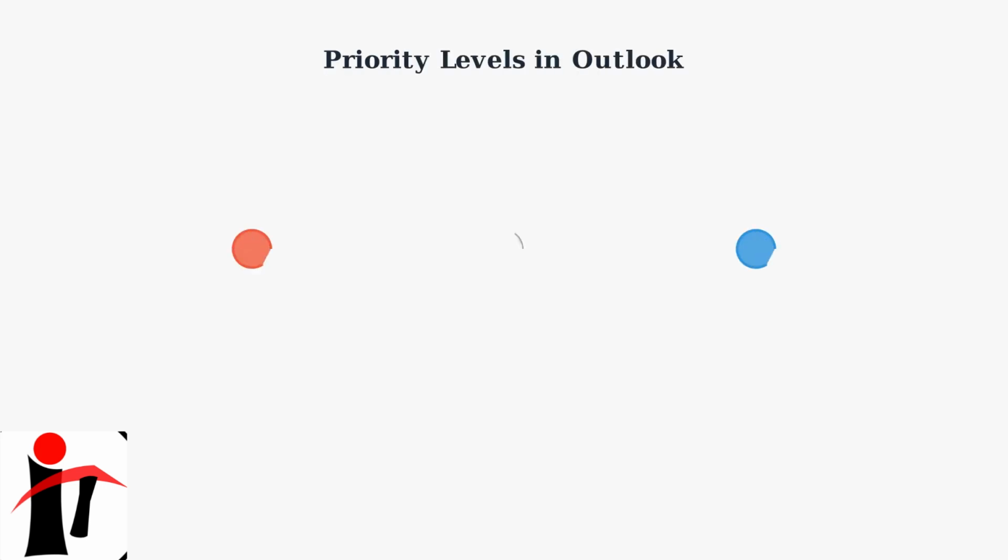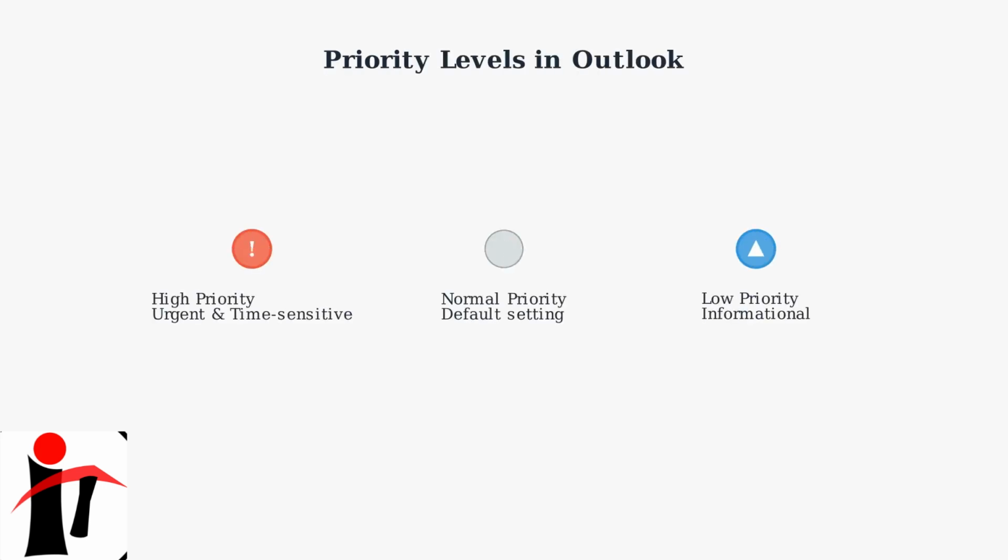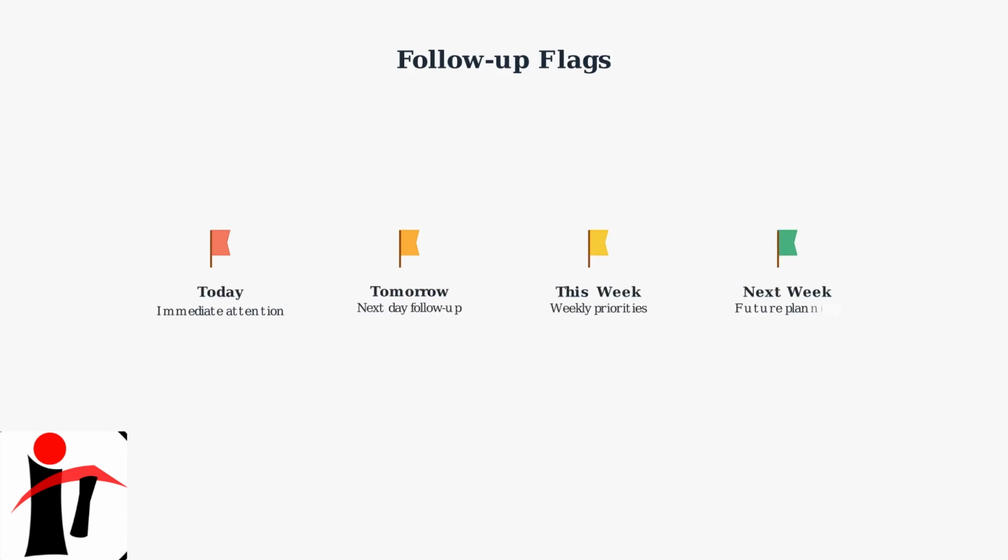Microsoft Outlook provides multiple ways to mark emails as important or urgent. Understanding priority levels is essential for effective email management. Follow up flags provide another way to organize emails by deadline and importance. Each flag color represents a different time frame for action.